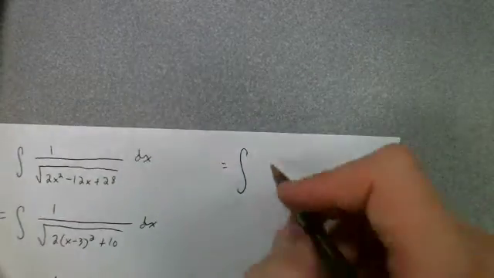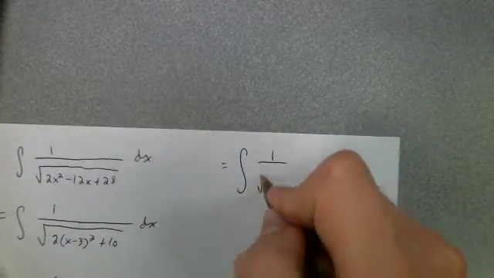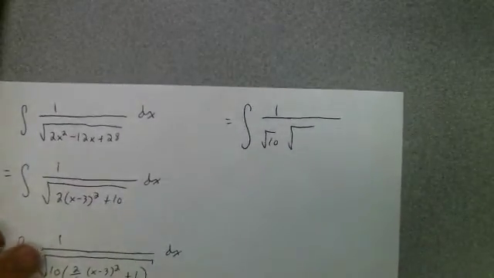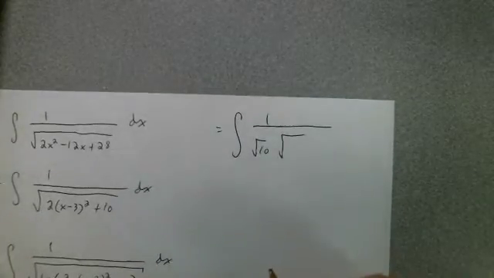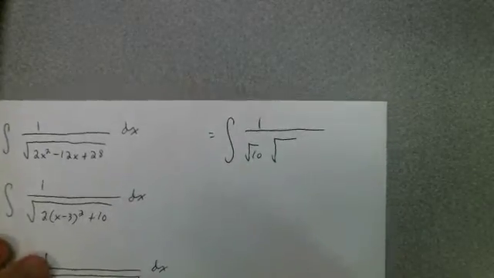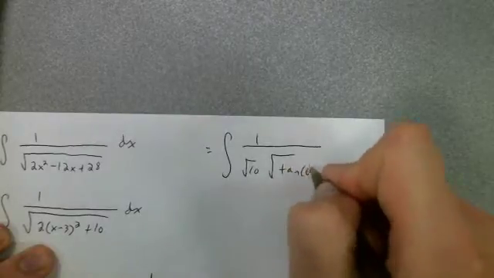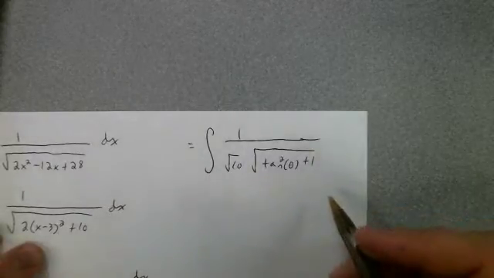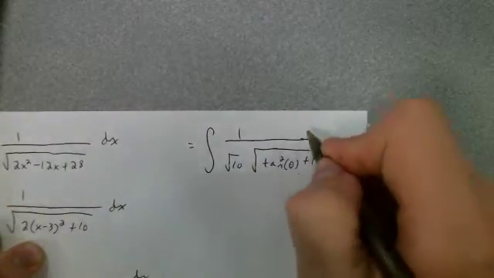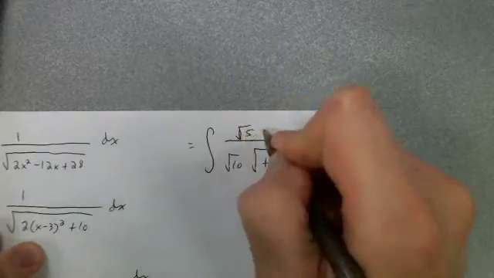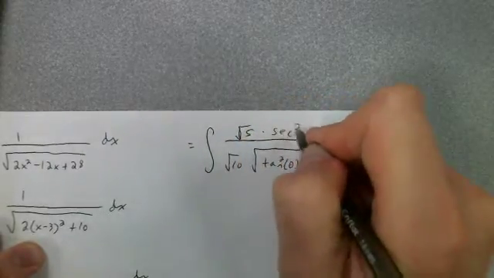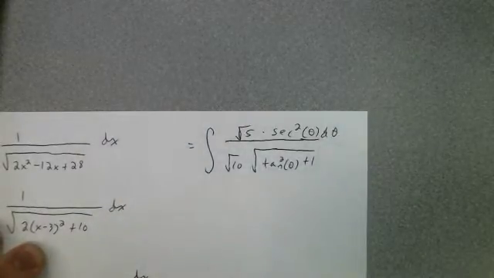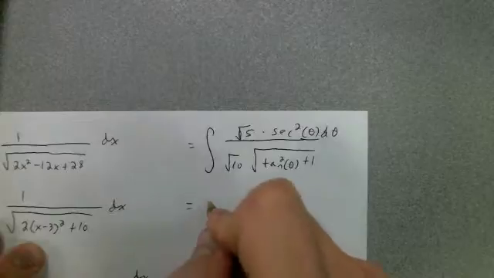So let's see here. I got this root 10 sitting out there. And then I'm replacing x minus 3 over root 5 with tangent of theta. So I have tangent of theta squared plus 1 d theta, or dx, I'm replacing that with root 5 times secant squared theta d theta. Now it's just a matter of simplifying.